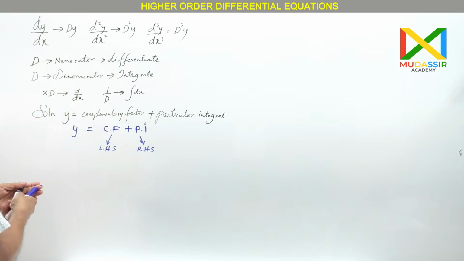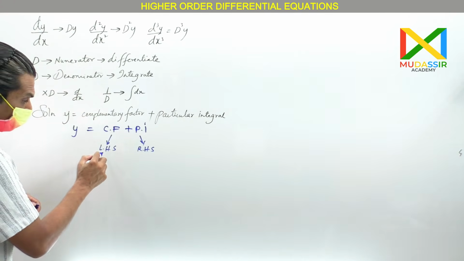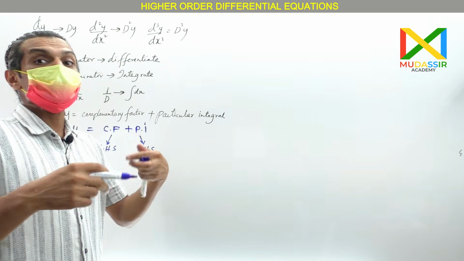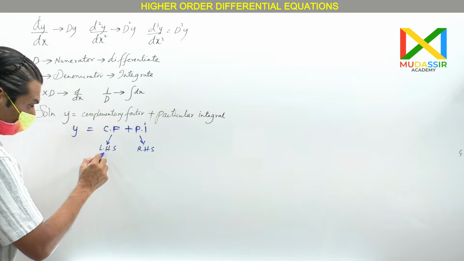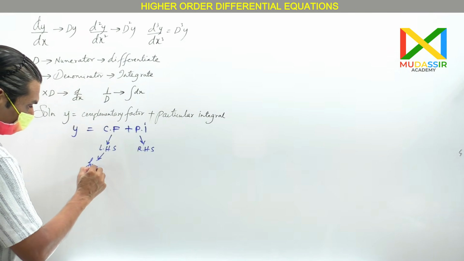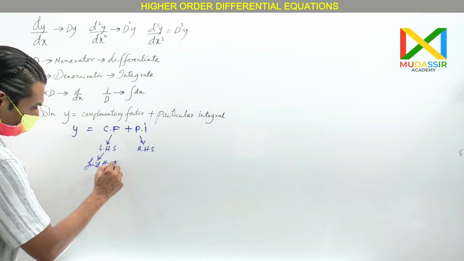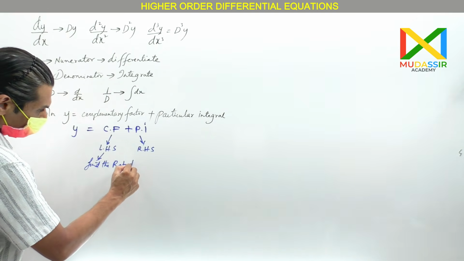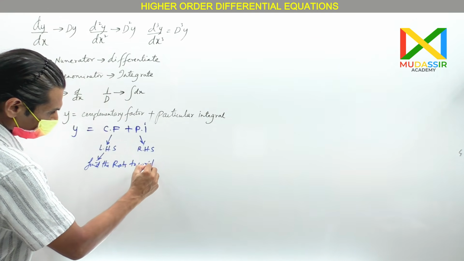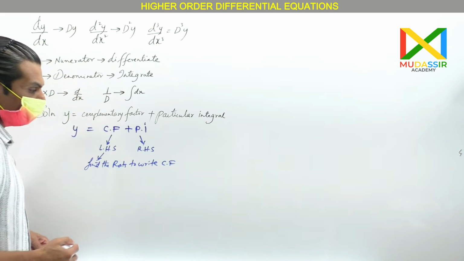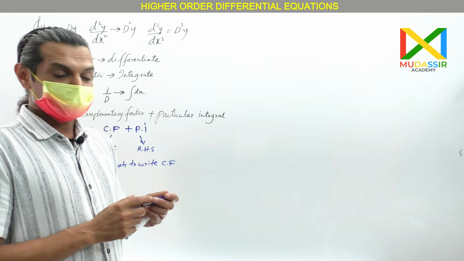Now, to find the complementary function, it is found from the roots. You need to find the roots to write the CF. Without roots, you cannot write the CF. Okay.